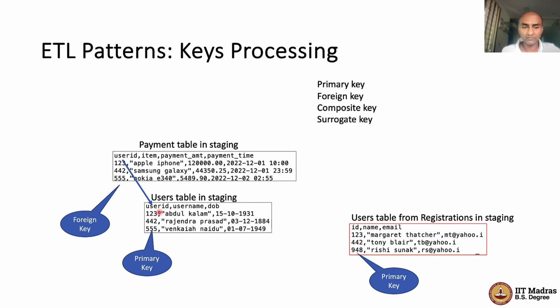What is important, if you notice, is some of the user IDs are exactly the same. So 123 in the payment processing system refers to Abdul Kalam. 123 in the registration system refers to Margaret Thatcher. So I've just used Prime Ministers and Presidents as a counter example here.